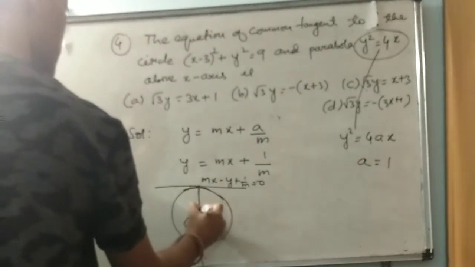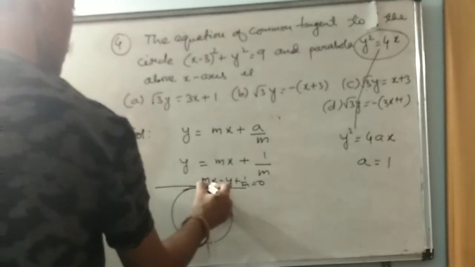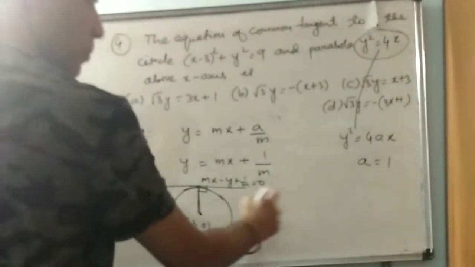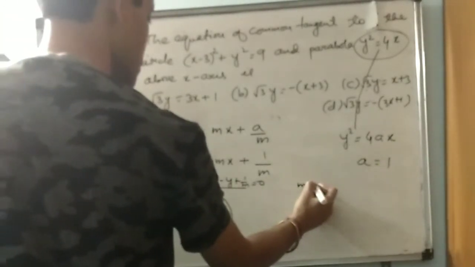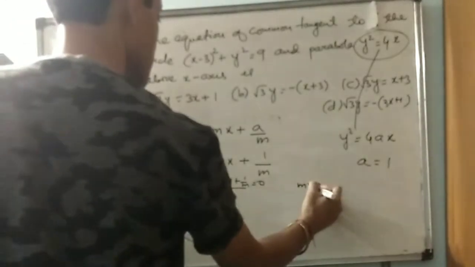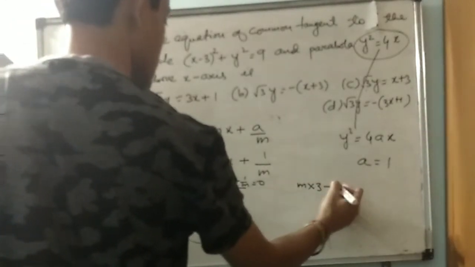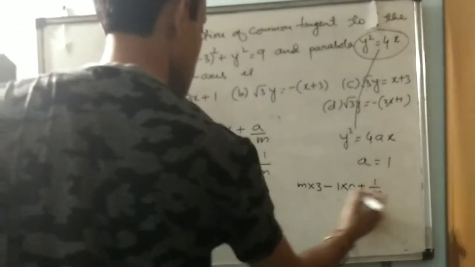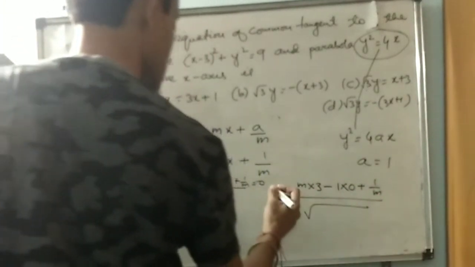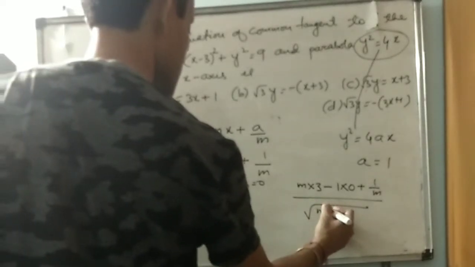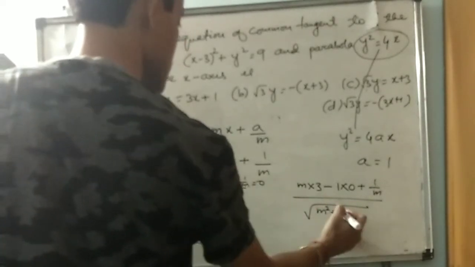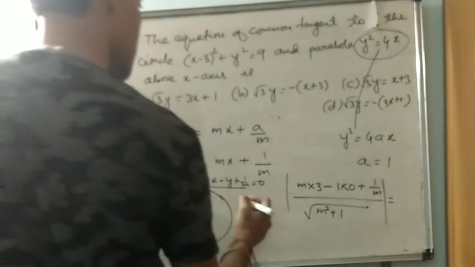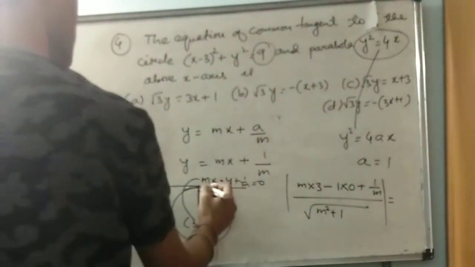As you can see, the perpendicular distance of this straight line from the center should be equal to the radius. So applying that perpendicular distance concept, a x1 that is m into 3, then b y1, b is minus 1, into 0, plus c, whole divided by under root a square plus b square, that is m square, and obviously minus 1 square will become 1. This will be equal to the radius, and the radius of this circle is 3 r square.